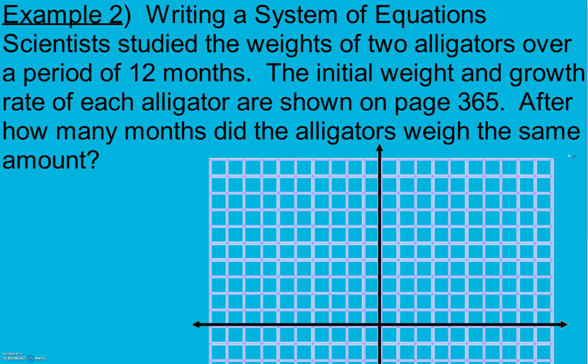So on the picture on page 365, they give us some information. For alligator 1, they tell us that initially when it's born, it was 4 pounds, and that every month it increases by 1.5 pounds.